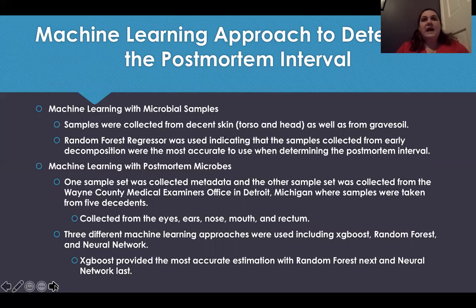The other one was just the postmortem microbes, and this used metadata as well as samples collected from the eyes, ears, nose, mouth, and rectum from the Wayne County Medical Examiner in Detroit. Those were collected, and placing that data and the metadata into random forest, neural network, as well as XGBoost, it was determined that XGBoost created the most accurate postmortem interval. So when implementing this, XGBoost has a higher value in determining a more accurate postmortem interval, though random forest and neural network were not far behind.